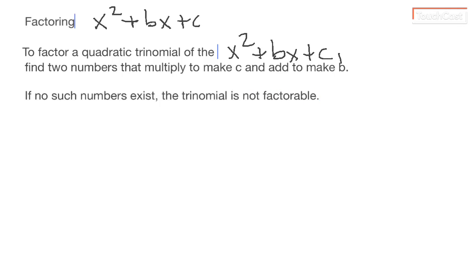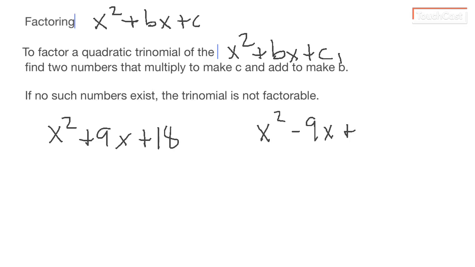So when we're talking just this format, x squared plus bx plus c, I'm going to give an actual trinomial instead of b and c. If we have something like x squared plus 9x plus 18, and then I'm going to also do the same problem, but I'm going to make it minus 9x, just so we can see the difference between the two.